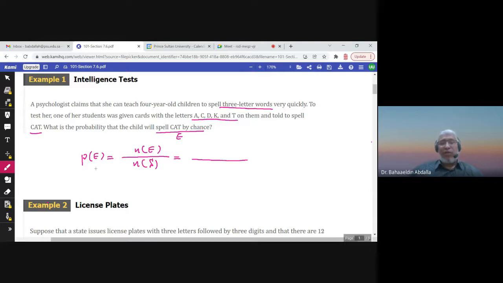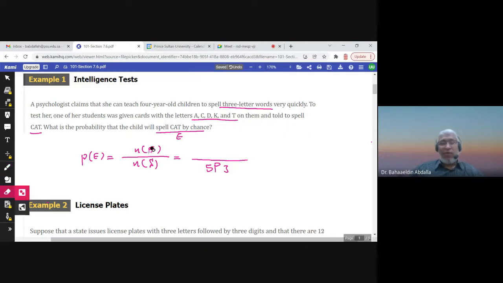So choosing 3 letters out of 5 in order, the number of ways to choose 3 letters out of 5 with order is 5P3. For example, select K first, then T, then A. This is one choice, and so on.